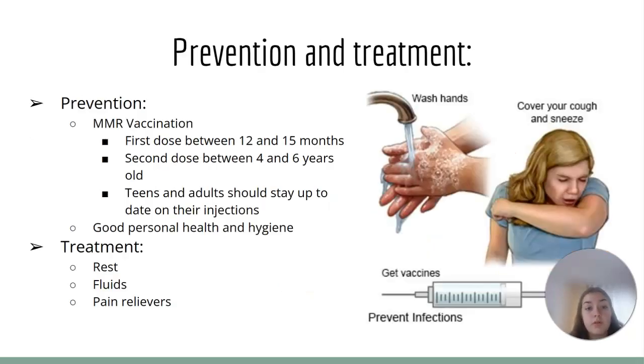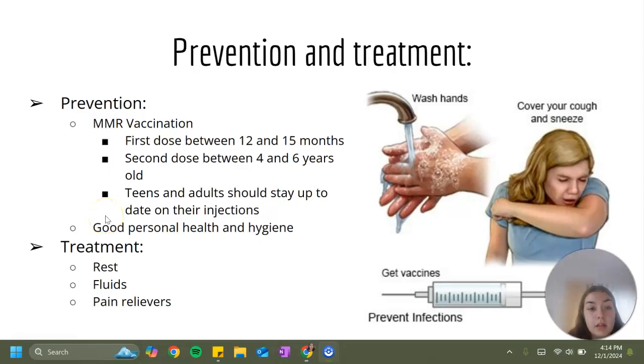So the prevention and treatment for rubella consist of the MMR vaccine, which means the measles, mumps, and rubella vaccine, and this is seen to be 97% effective at preventing rubella. And this vaccine is usually given the first dose between 12 and 15 months and the second dose between 4 and 6 years old. And teenagers and adults should stay up to date with their injections. So if they have not been vaccinated, they should do that.